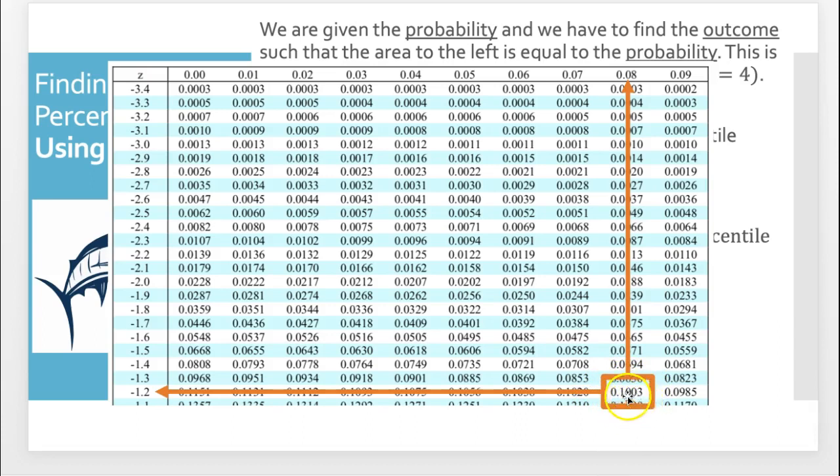So in that case, I'm going to find the z-score corresponding to this 0.10. That's where I go reverse battleship. So here I get negative 1.2, and up here I get 0.08. So that's where I get my negative 1.28. Remember, I just put this together with this, and that gives me my total z-score there, negative 1.28. That's how I found the z-score here.